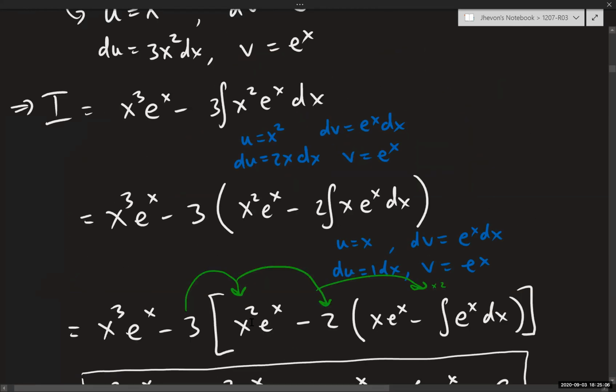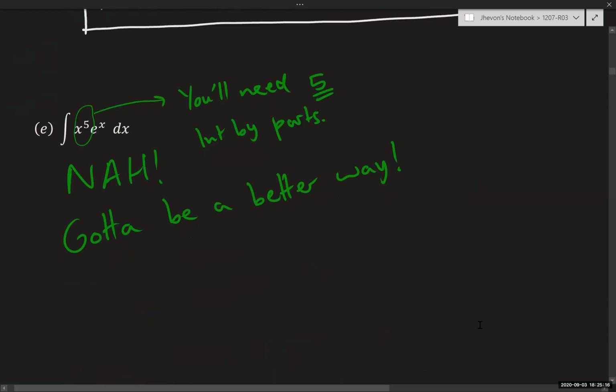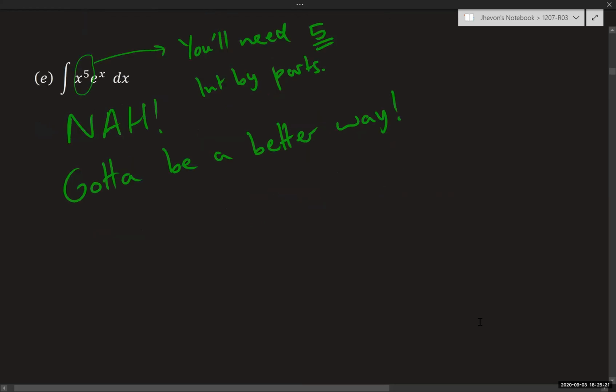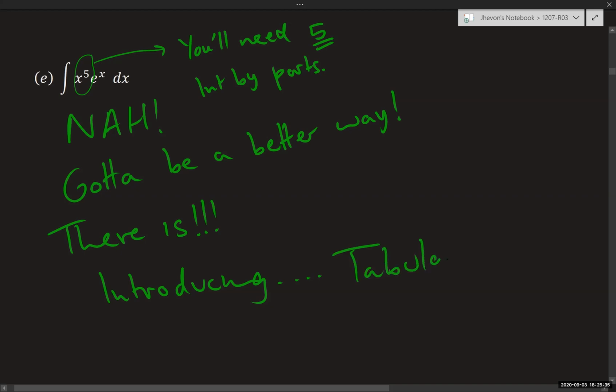You would have all these nested parentheses. So here we have 2 nested parentheses. You're going to end up with like 4 nested parentheses. Lots of algebra, a lot of room for error, and it's just not going to be a fun time either. So there's got to be a better way, and there is. Introducing something that's called tabular integration.